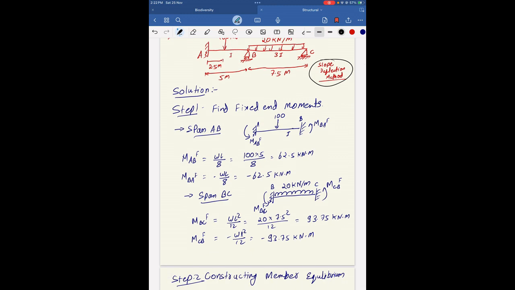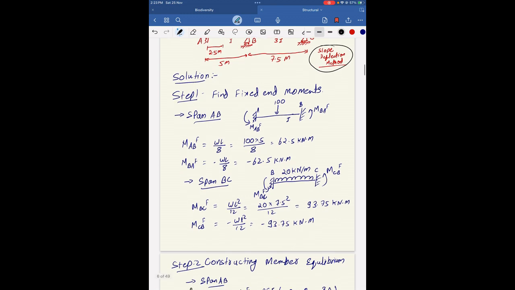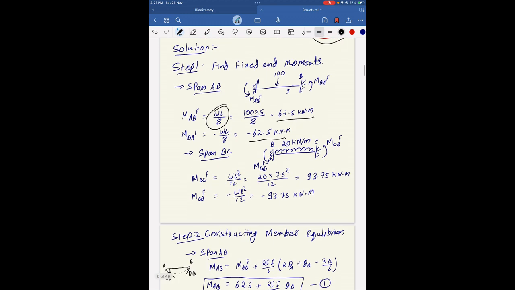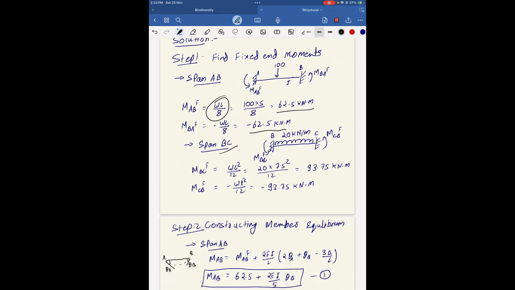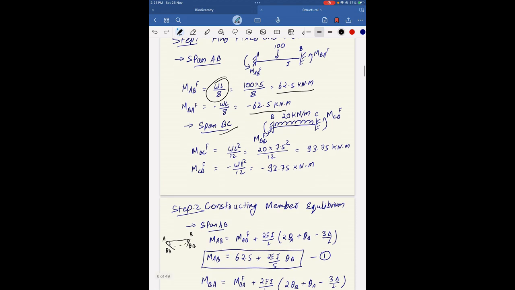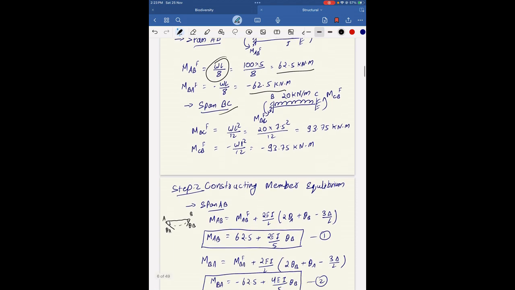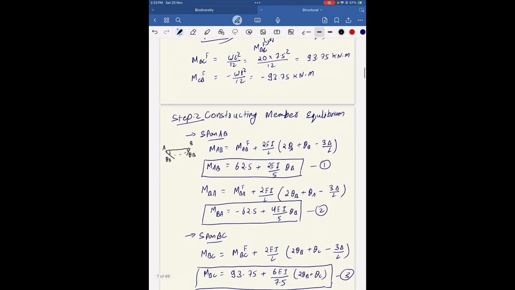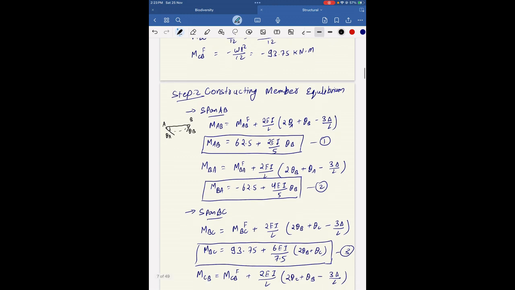So for span AB, a 100 kilonewton force is applied at the midpoint of the span AB. Through this we find that the fixed end moment of AB is 62.5 and the fixed end moment at B is negative 62.5. Similarly, for span BC we find the fixed end moment. Second, we have to construct the member equilibrium.